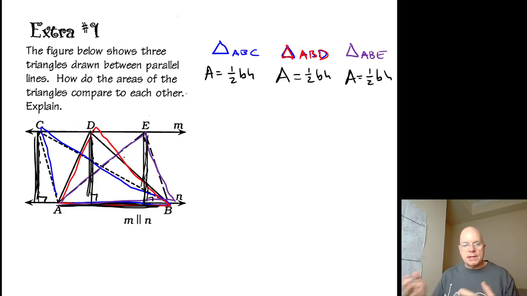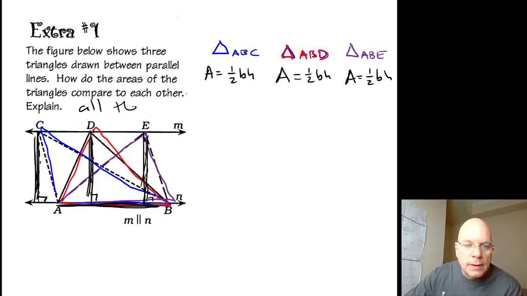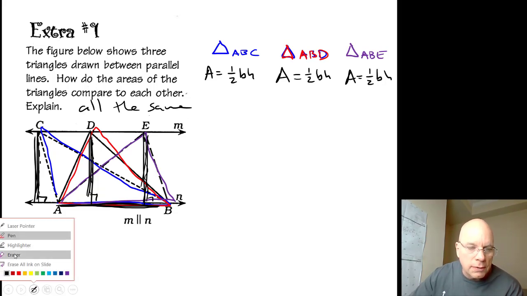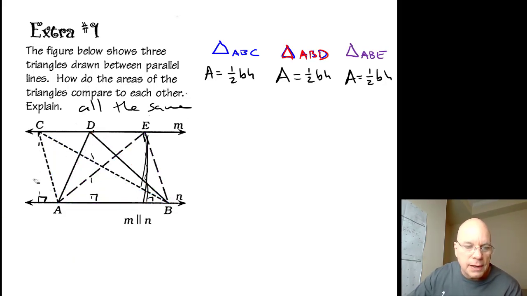If they have the same base and the same height, then they all have congruent areas. They're all the same. All congruent. Let me erase all this writing and let me see if we think that seems reasonable. That these would all take up the same amount of 2-dimensional space.